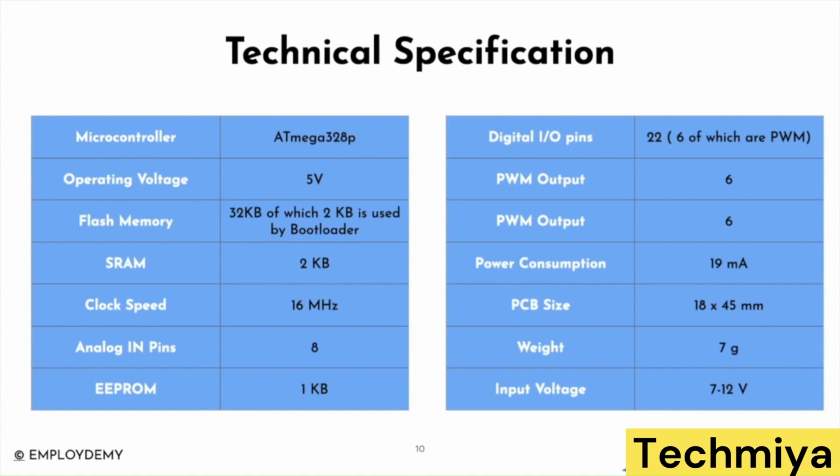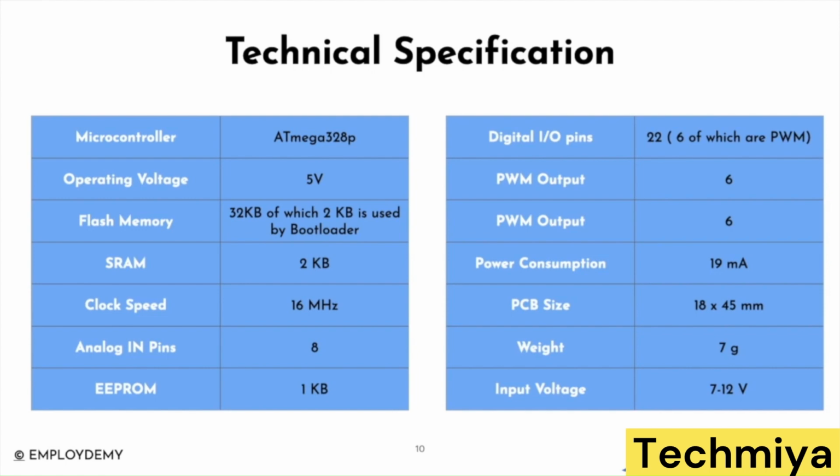It has 8 analog pins. If you compare this with the Uno, which has 6 analog pins, here we have 8 analog pins. About digital pins, it has 22 digital pins, in which 6 of them are PWM pins, pulse width modulation pins. Now as mentioned above, it has 6 PWM pins. What about the power consumption? It takes 19 milliamp power consumption, this Arduino Nano.